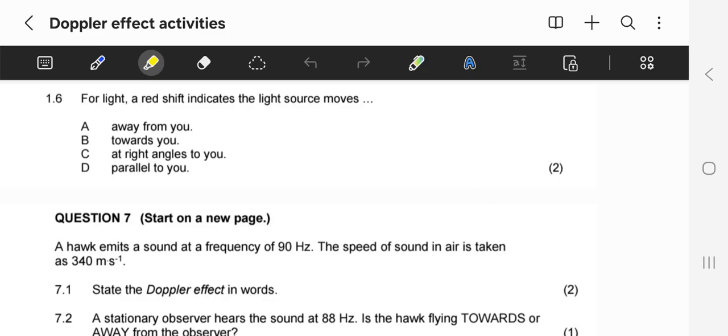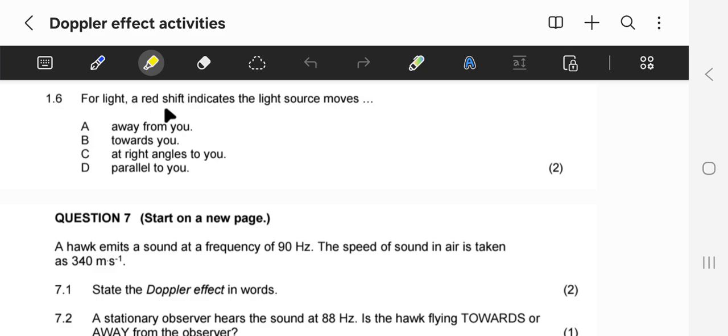So in this video we'll be looking at a past paper question based on the Doppler effect, starting with a multiple choice question. Here they are saying, for light, a redshift indicates the light source moves away from you, towards you, at right angles to you, or parallel to you.